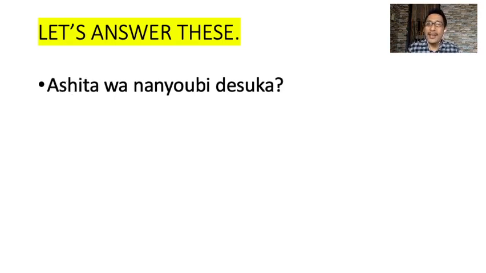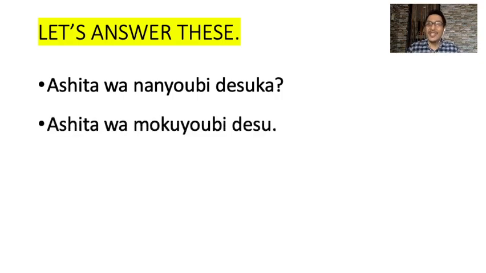So another question. 明日は何曜日ですか? So 明日 means tomorrow. So 明日は何曜日ですか? What day is tomorrow? Please type the correct answer in the comment section below. Are you done? Okay. So the correct answer is 明日は木曜日です. So tomorrow is Thursday. You can also go with the shorter version, 木曜日です. Okay, so tomorrow is Thursday, 木曜日です.